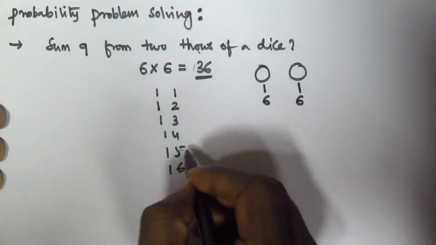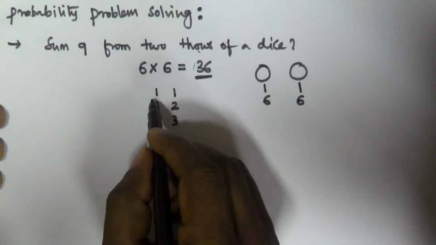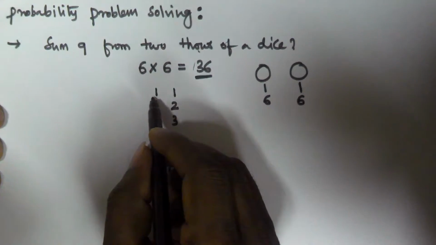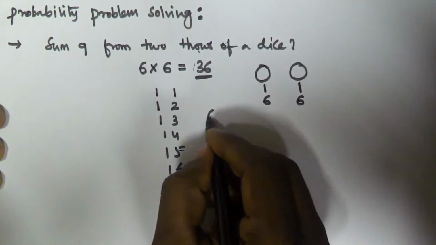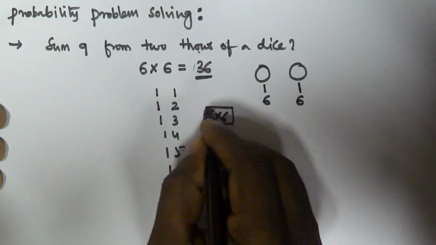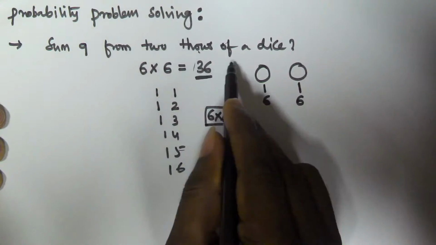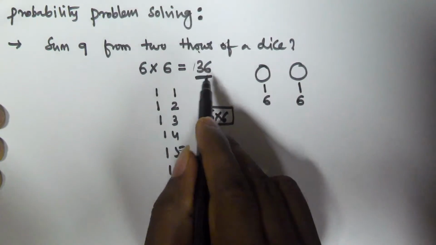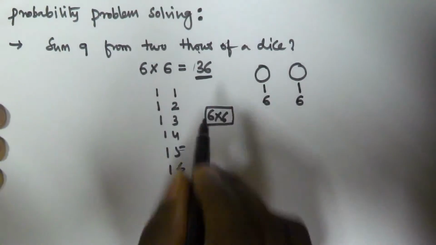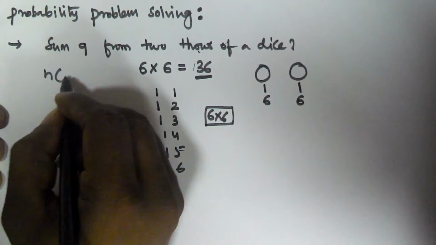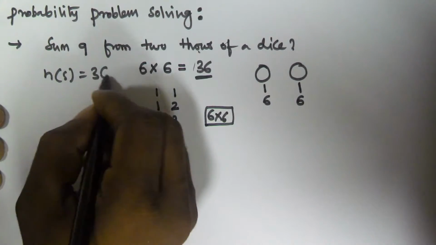We can repeat the same thing for the first throw: we may get 2, and the second throw can be 1 to 6. So that is going to be 6 into 6. Two throws of a dice give 36 elements in the sample space. So n of s is going to be 36.